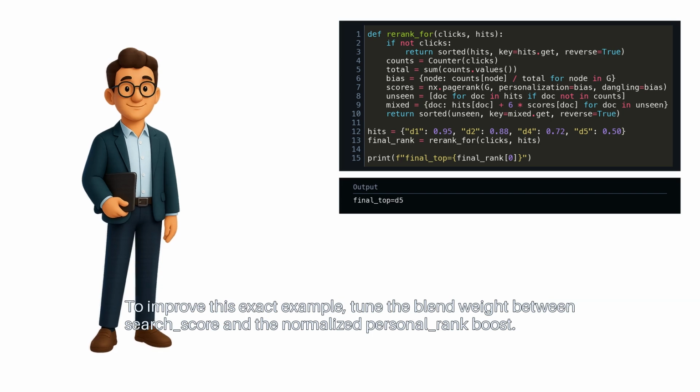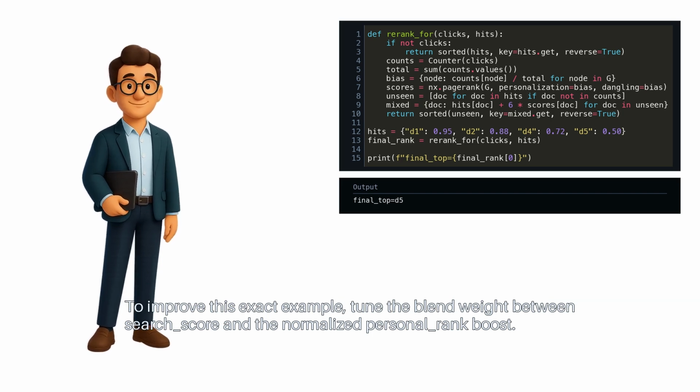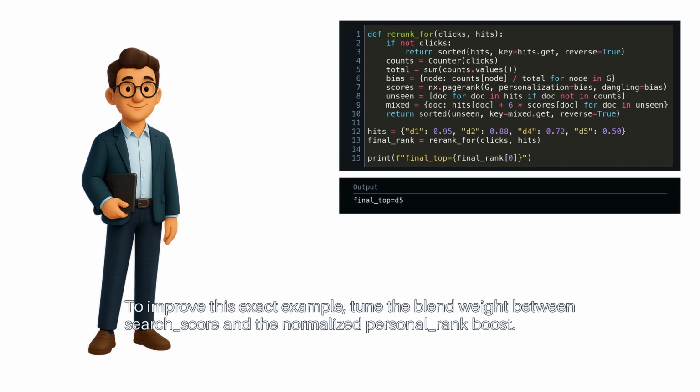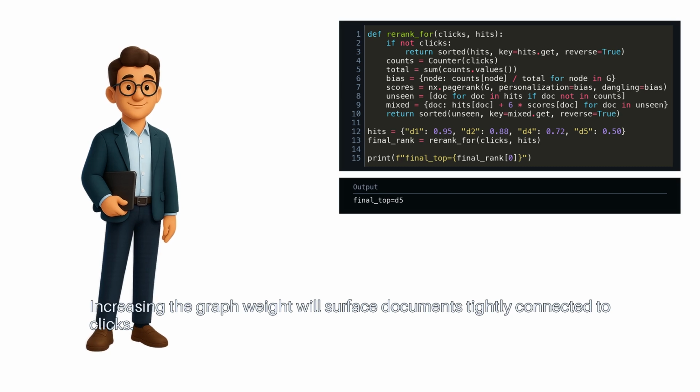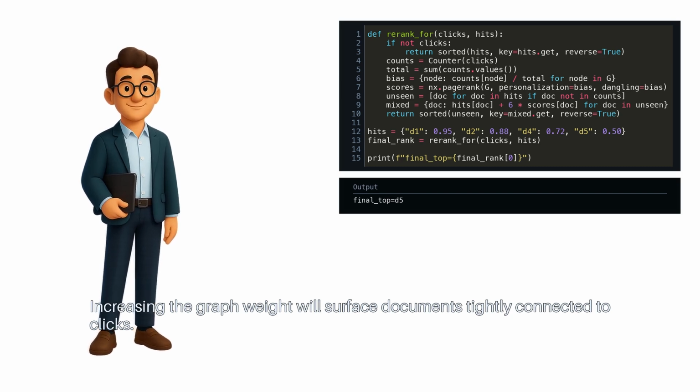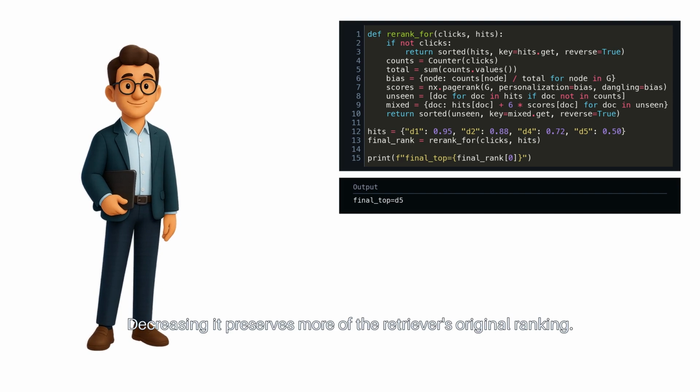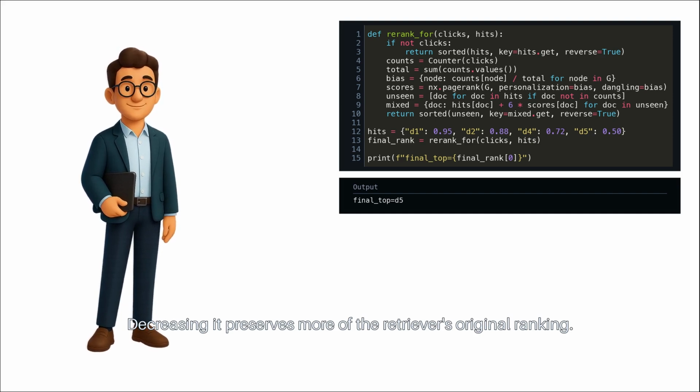To improve this exact example, tune the blend weight between search score and the normalized personal rank boost. Increasing the graph weight will surface documents tightly connected to clicks. Decreasing it preserves more of the retriever's original ranking.